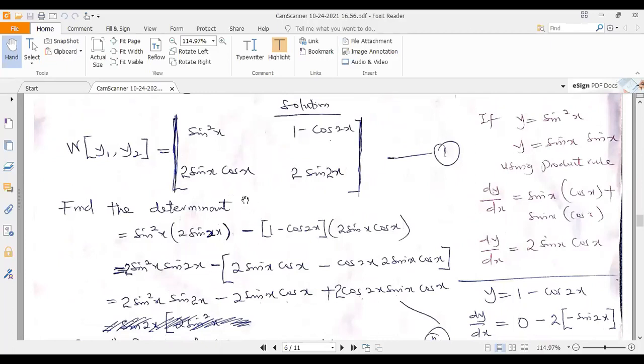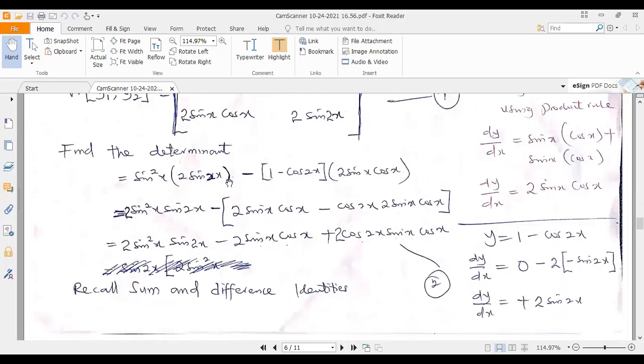So now look at it now. So let's find the determinant now. How do you find the determinant? We now say sine square x multiplying by 2 sine 2x. Then minus, you will take the other diagonal, and that will give you 1 minus cos 2x multiplying by 2 sine x cos x.